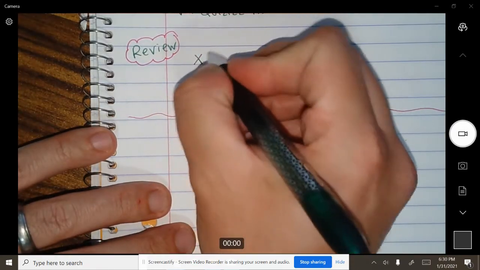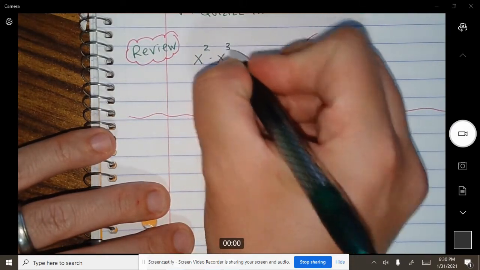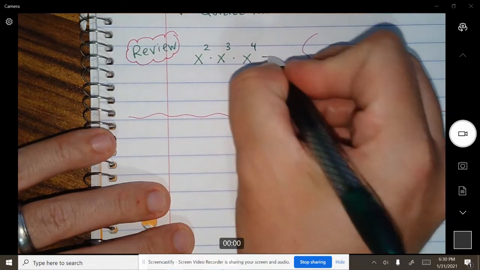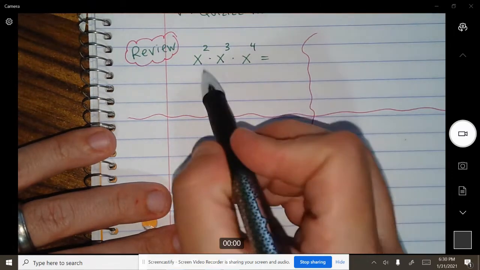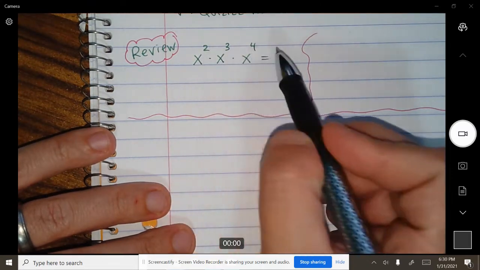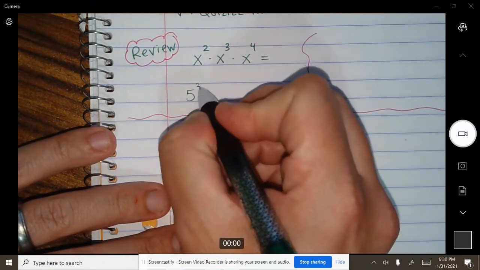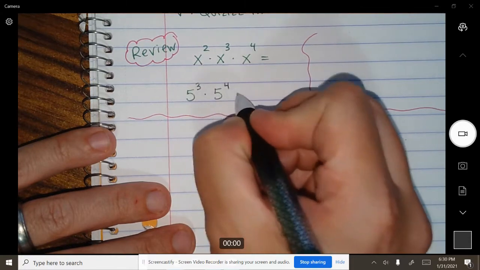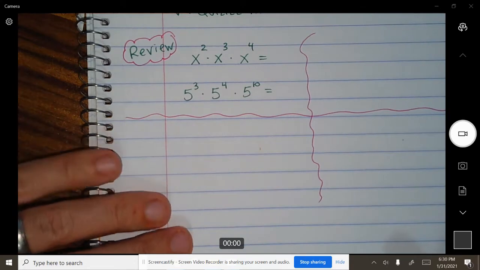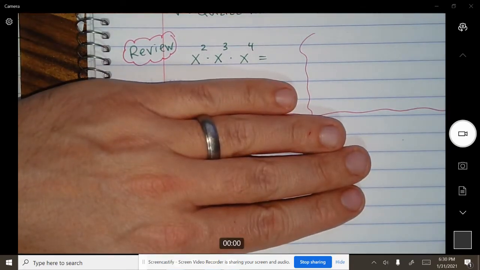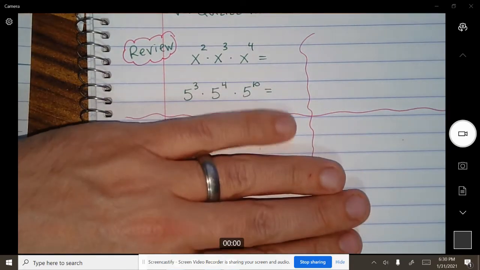So if I said x squared times x to the third times x to the fourth equals, I also want you to know that this is the base, these are the exponents, you know that. What if it was in a different format? Do this problem as well. What if it was like this? What would you do there? Why don't you go ahead and try that problem first? And then let's go ahead and try this one now.